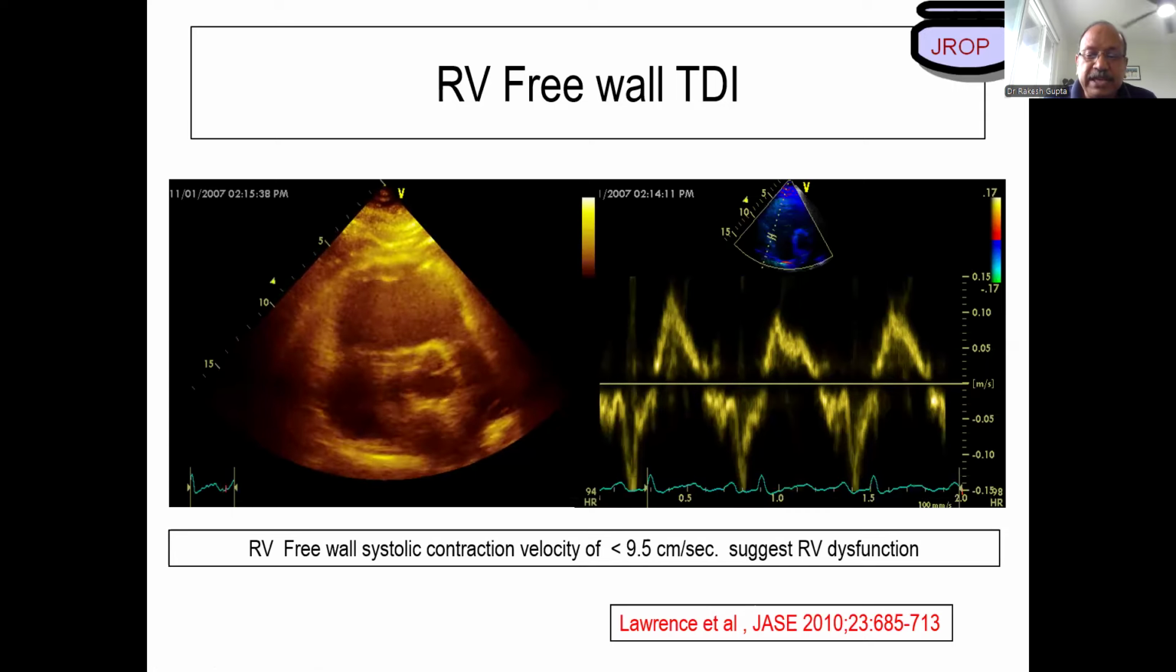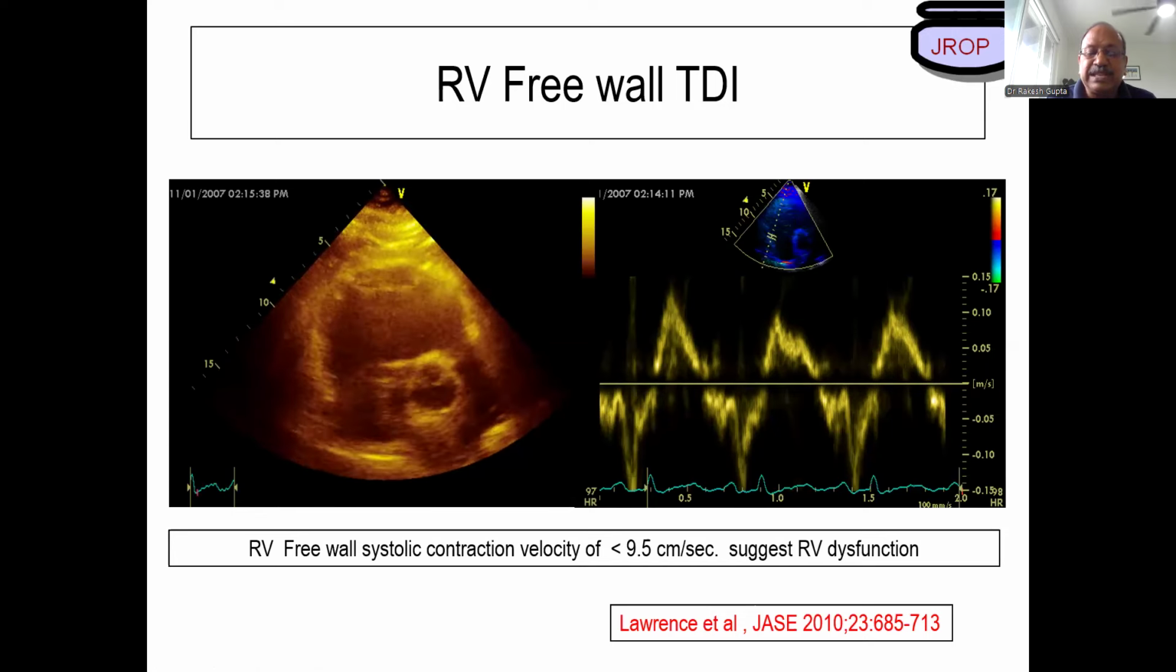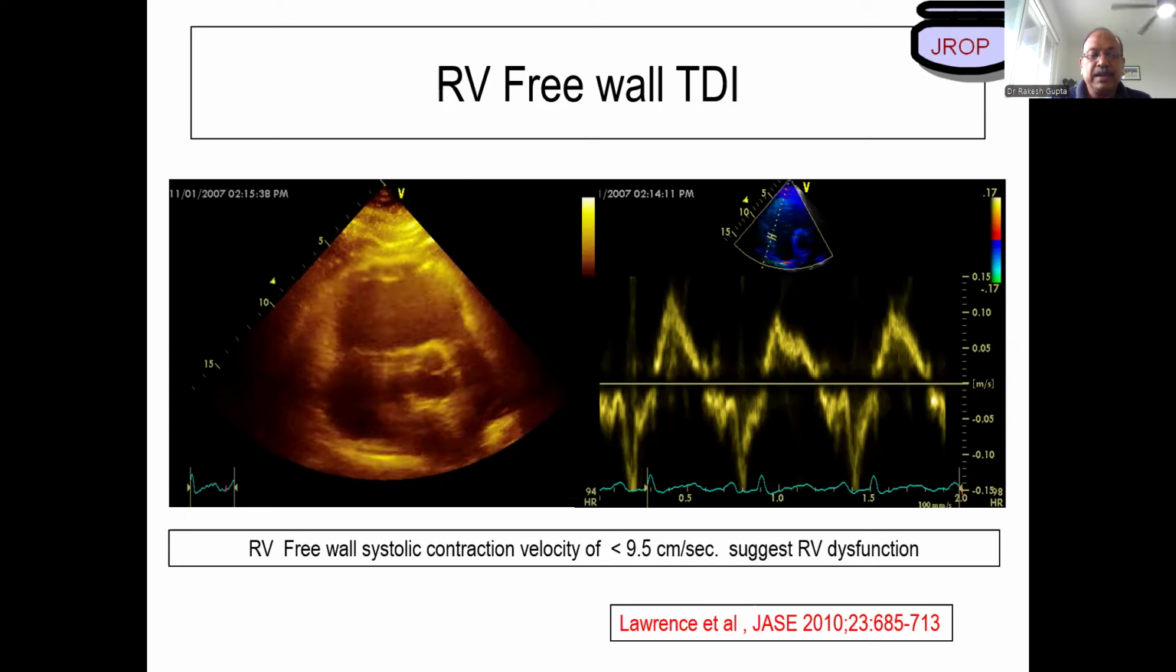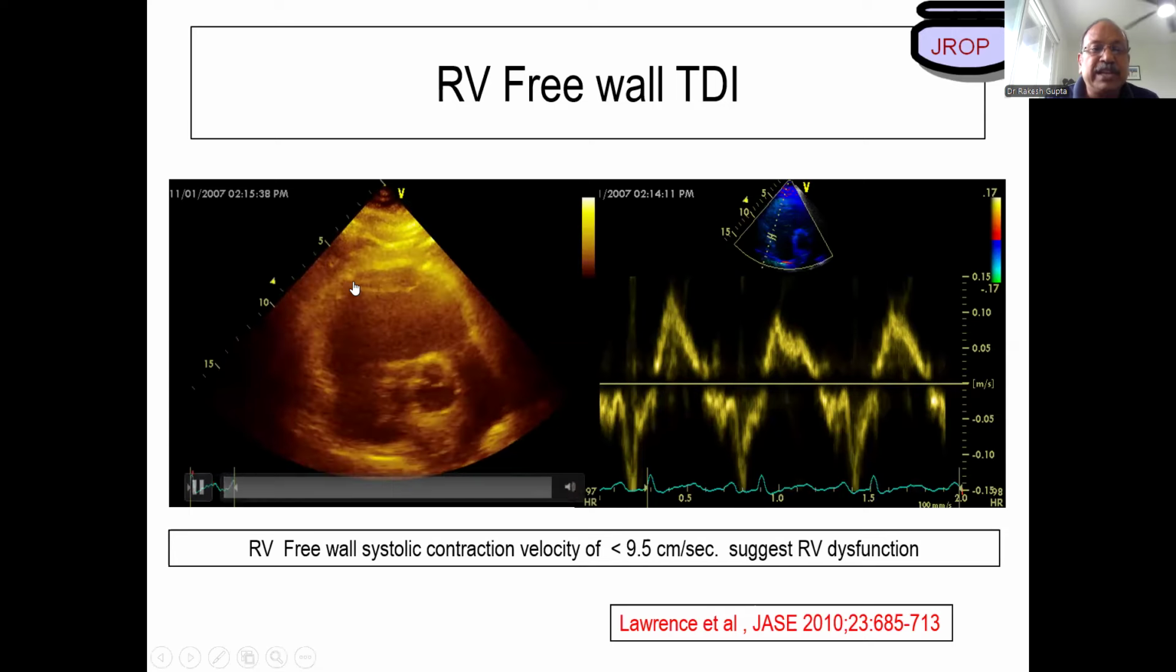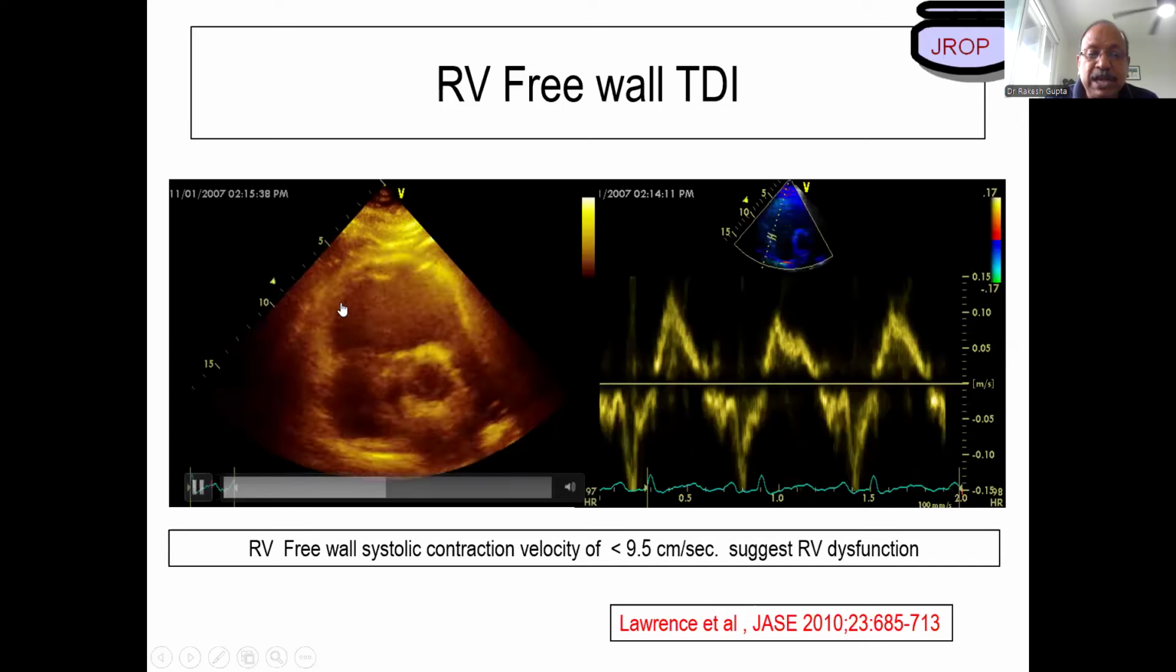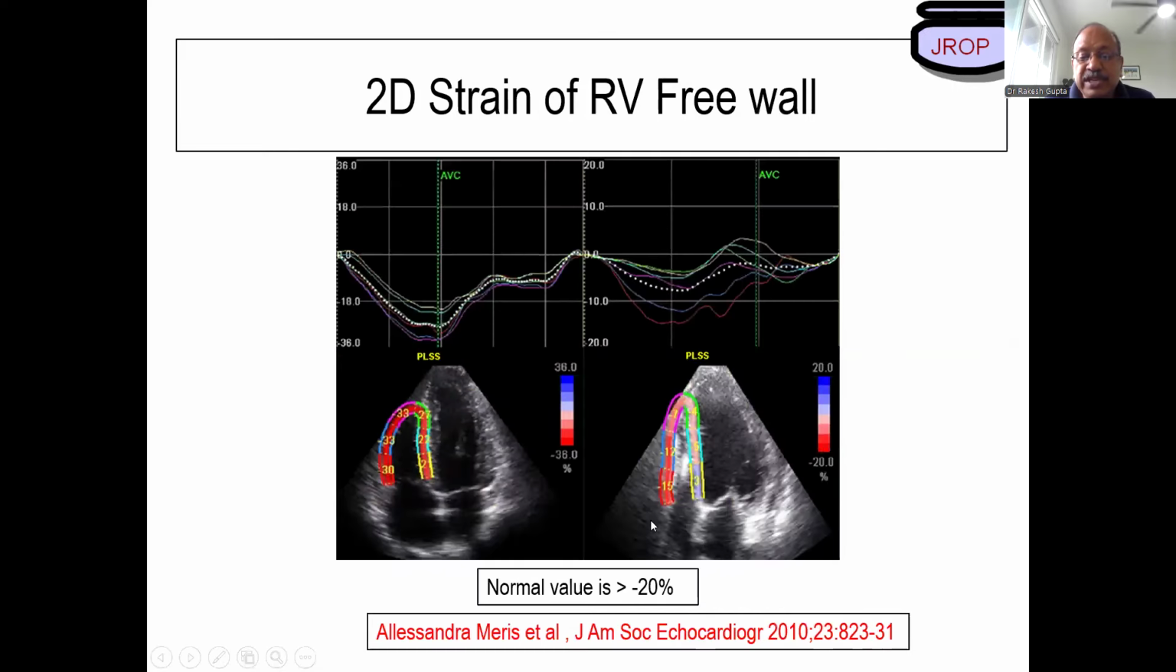And amongst this TAPSE and RV free wall, TAPSE is more consistent, more dependable than RV free wall TDI. Remember this thing very carefully. And if you happen to look at this patient very carefully, look, the basal part is contracting. The apical part is possibly hypokinetic. That we could not make out. So this is what is measured by two-dimensional strain.